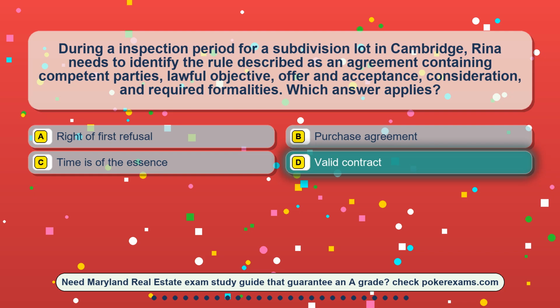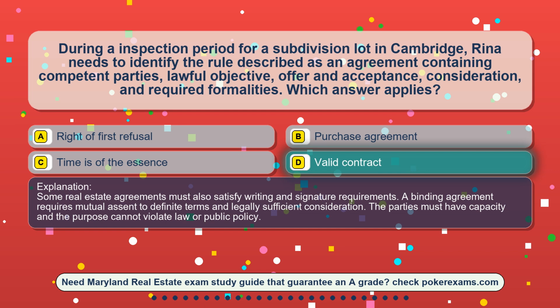The correct answer is option D, valid contract. Some real estate agreements must also satisfy writing and signature requirements. A binding agreement requires mutual assent to definite terms and legally sufficient consideration. The parties must have capacity and the purpose cannot violate law or public policy.